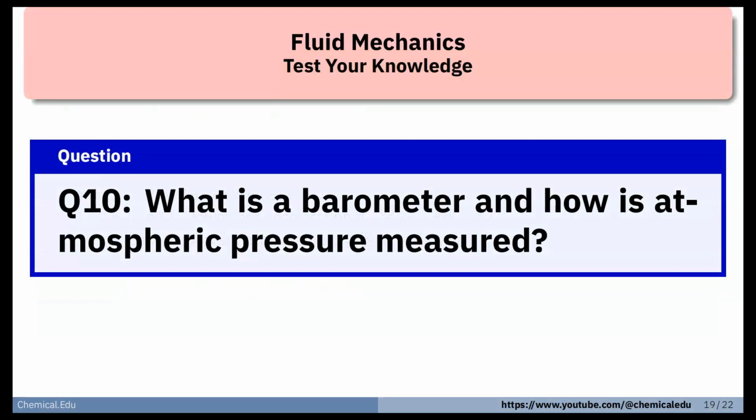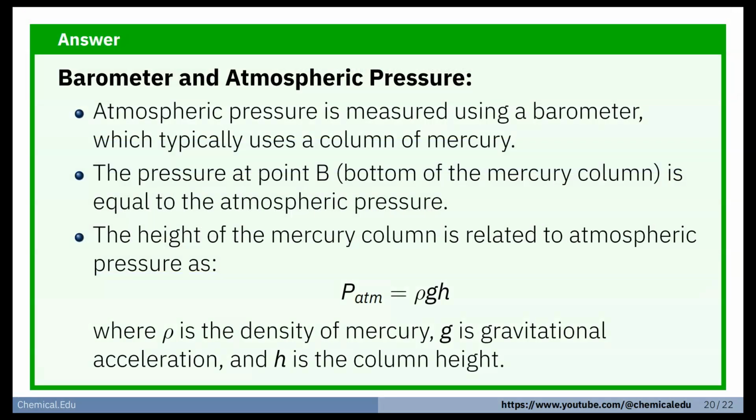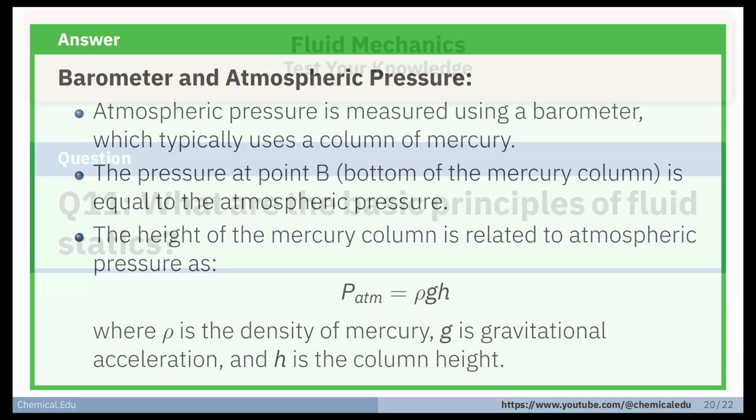Now question number 10. What is a barometer and how is atmospheric pressure measured? Atmospheric pressure is measured using a barometer, which typically uses a column of mercury. The pressure at the bottom of the mercury column is equal to the atmospheric pressure. The height of the mercury column is related to the atmospheric pressure as P atm equals rho g H, where rho is the density of the mercury, g is the gravitational acceleration and H is the column height.